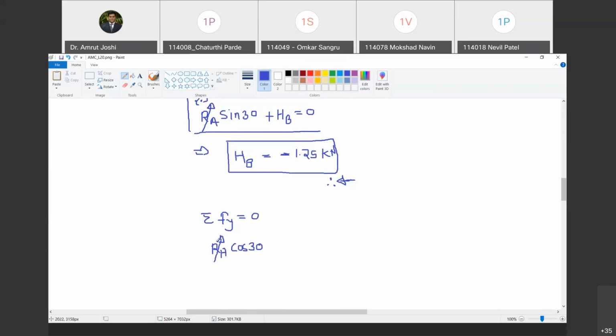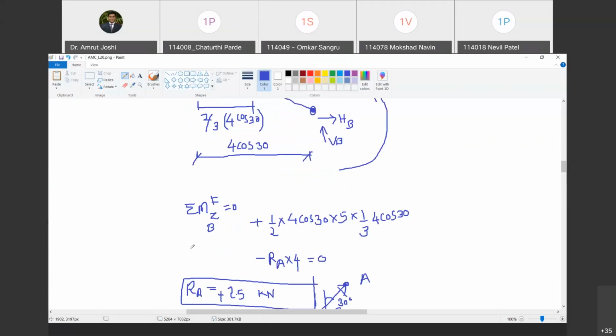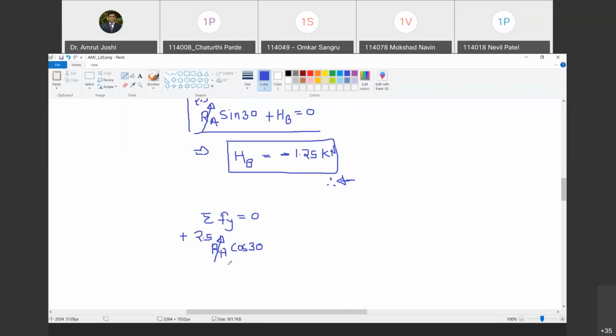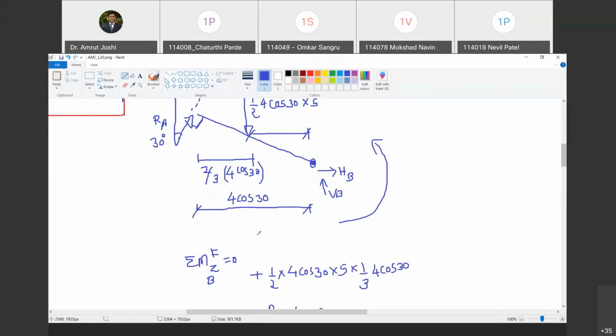So RA is 2.5 plus 2.5. So I will put it as plus. अगर ये नेगेटिव रहता तो इधर नेगेटिव बोलता. But I would not have changed the sense of RA in the original diagram. वो वैसे ही रखना है. जो साइन आएगा वो साइन सब्स्टिट्यूट करो. Are you with me? Yes, sir.